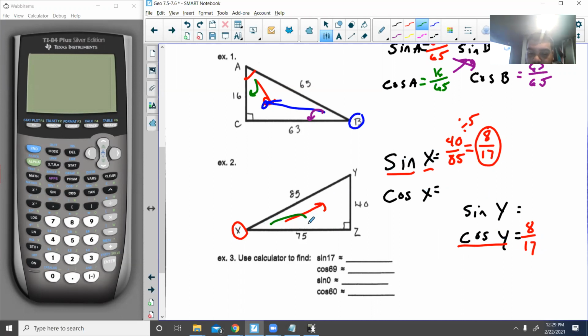Next one, cosine of X, so that's adjacent over hypotenuse. That's 75 over 85. We could take out a 5 out of here, so we're talking about 15 over 17. Use the advantage. Cosine of X will be the same as sine of Y, so this is 15 over 17 also.